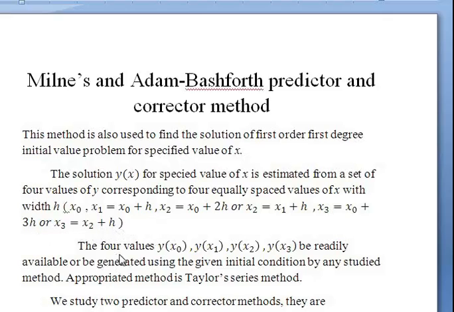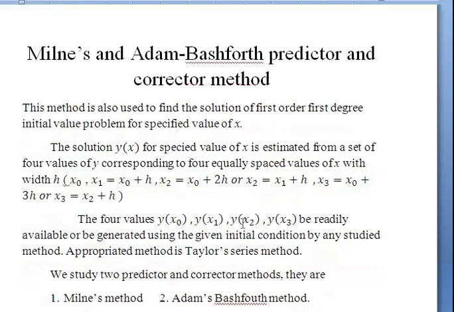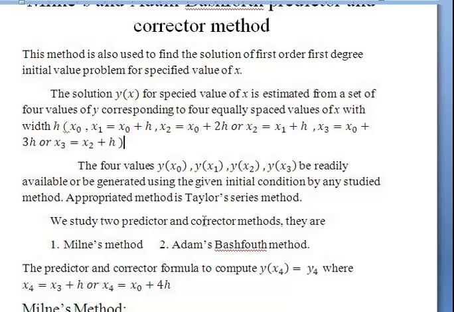Here we are going to use y at x0, y at x1, y at x2, and y at x3, which should be given in the problem. Using those we are going to find the next value. These four values are already available, or we can generate them using the given initial conditions by any of the previously studied methods. For this, Taylor's method is a suitable method if the four values are not given.